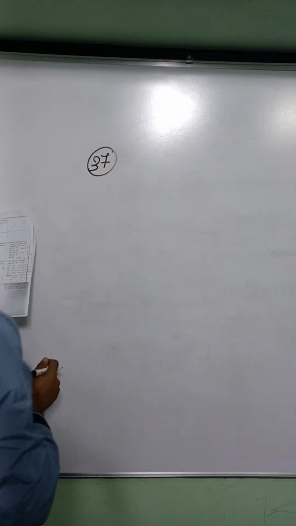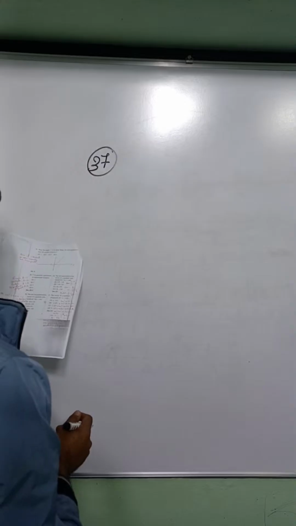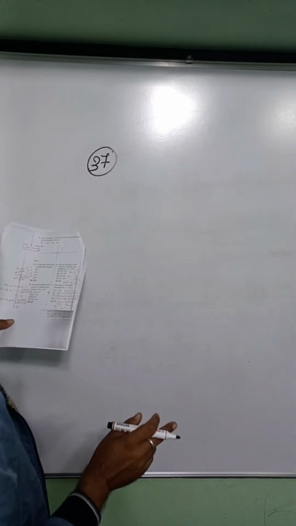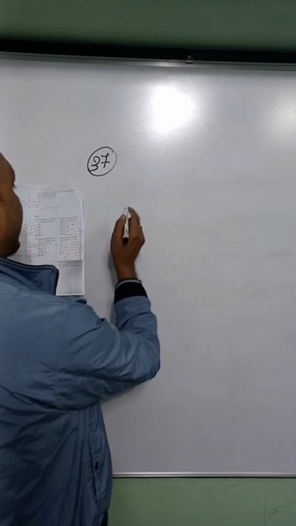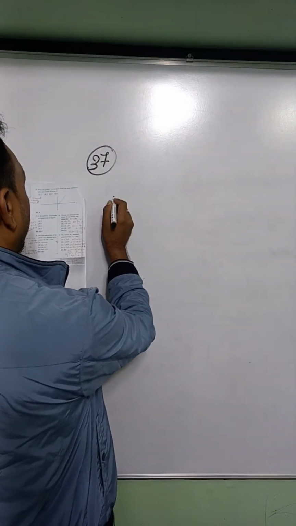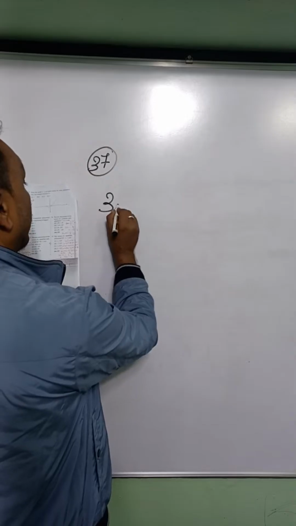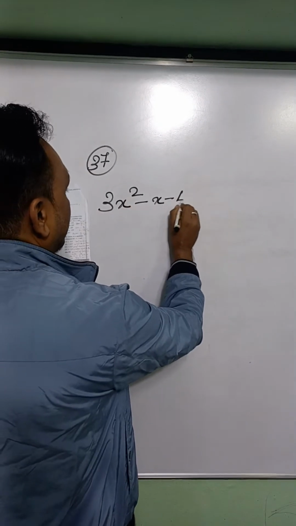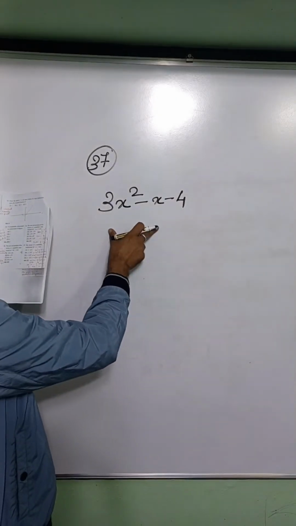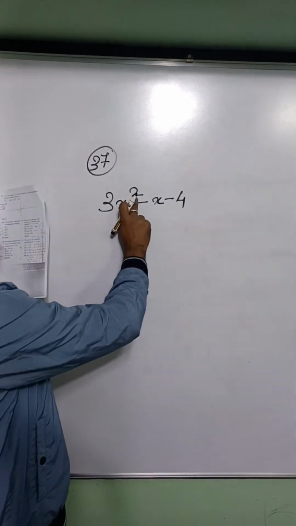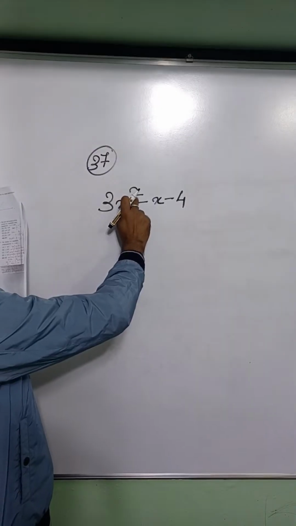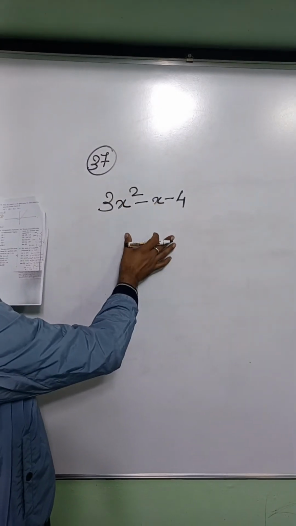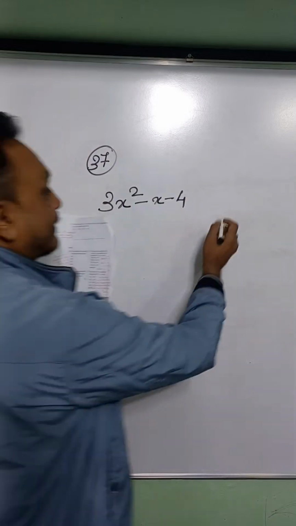Question number 37. The zeros of the quadratic polynomial 3x square minus x minus 4. This is called a quadratic polynomial because the power, the degree, is 2. So it is a quadratic polynomial, no doubt about it. Now you have to find out the zeros. So what options are given?